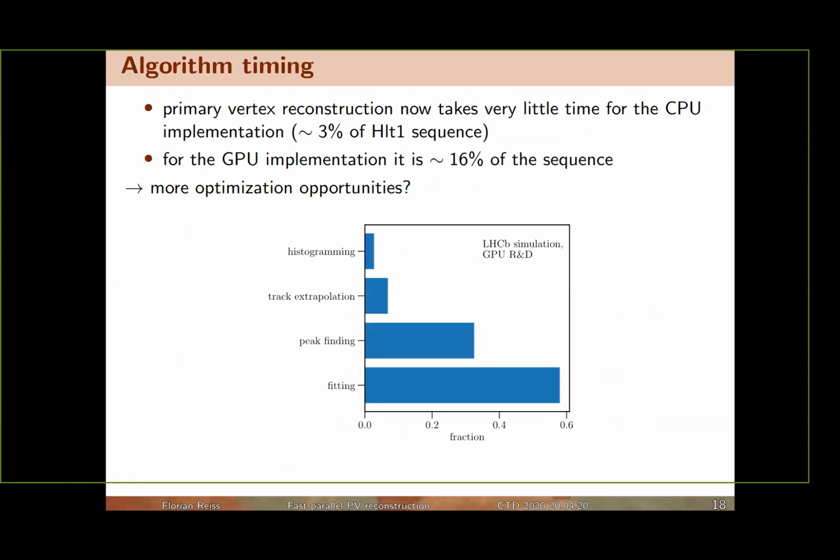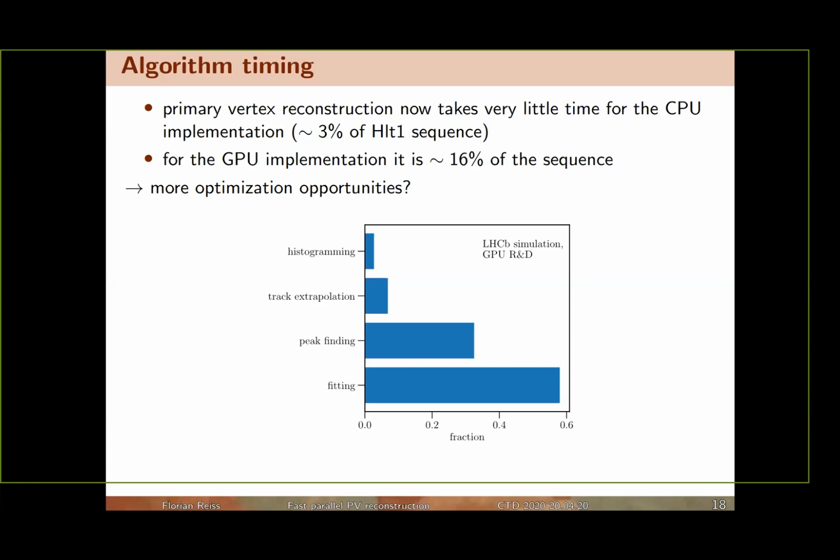And yeah, finally, about the timing of this new algorithm. In the case of the CPU, this algorithm actually takes very little time, only about 3% of the first stage of the software level trigger of LHCb, while for the GPU, it's a bit more, about 16%. Of course, you cannot directly compare these numbers because they are determined in different conditions. This is just to give you a feeling of where we still could improve. So in case of the GPU, it seems like there's still room for optimizations.